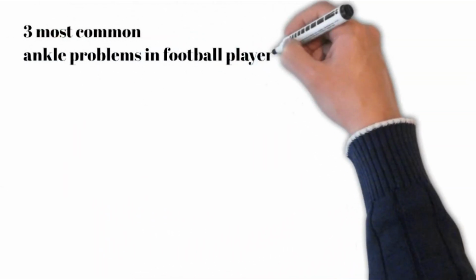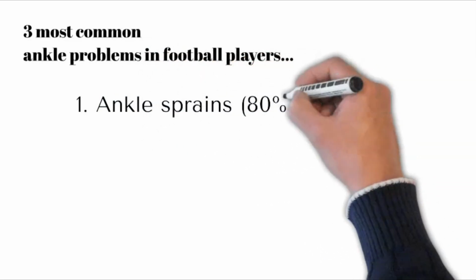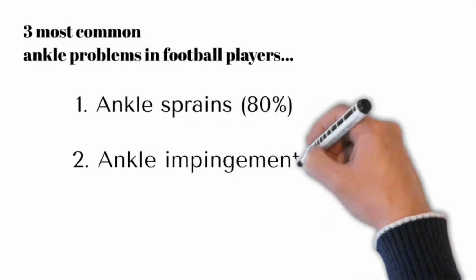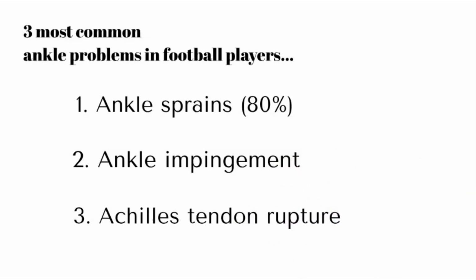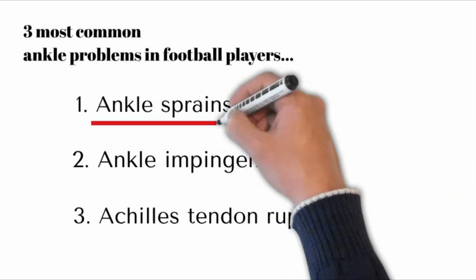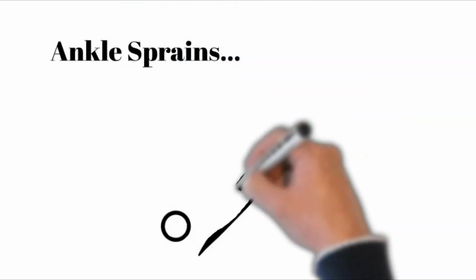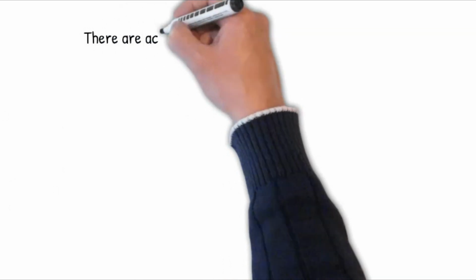The three most common ankle problems I see in football players: the most common is an ankle sprain, which takes up about 80% of presentations. There's something called ankle impingement, which is pain at the front of the ankle from spurs, which we commonly see in soccer players. And the third is an Achilles tendon rupture, which we commonly see in the 30 to 49-year-old age group. We're going to focus on ankle sprains today, and in future videos we'll look at ankle impingement and Achilles tendon rupture.